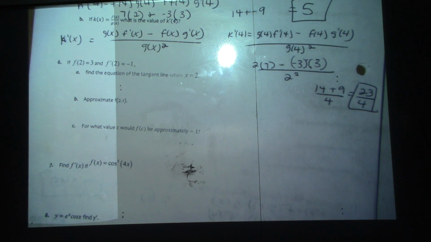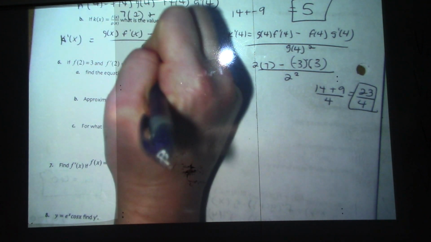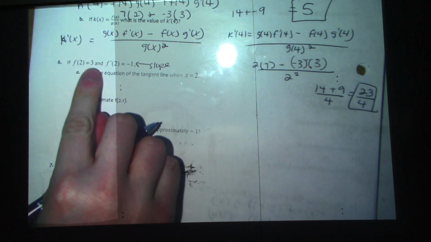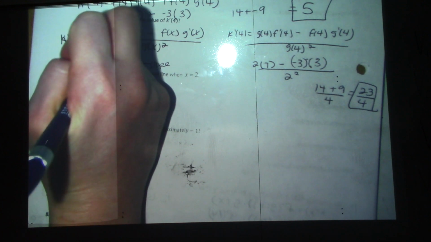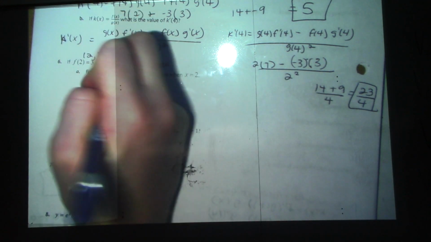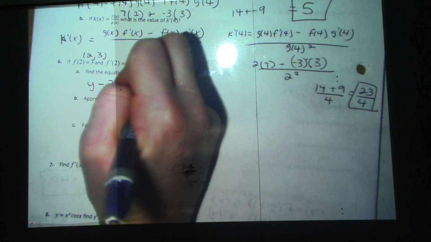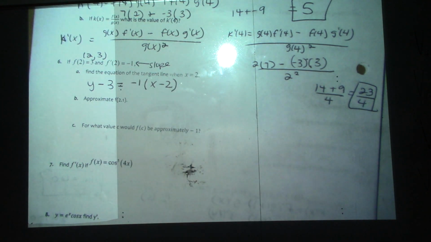The next one, so we are looking for the equation of the tangent line. Well, f prime, that means this is my slope. This is just the x value and the y value, so that's my point, 2, 3. So now you're just going to plug in y minus the y value equals slope, x minus the x value.